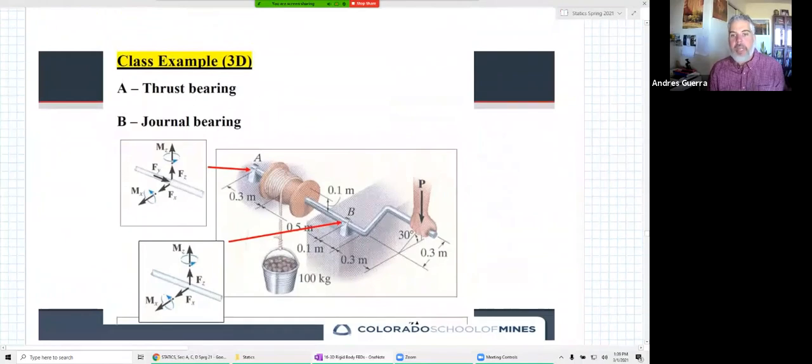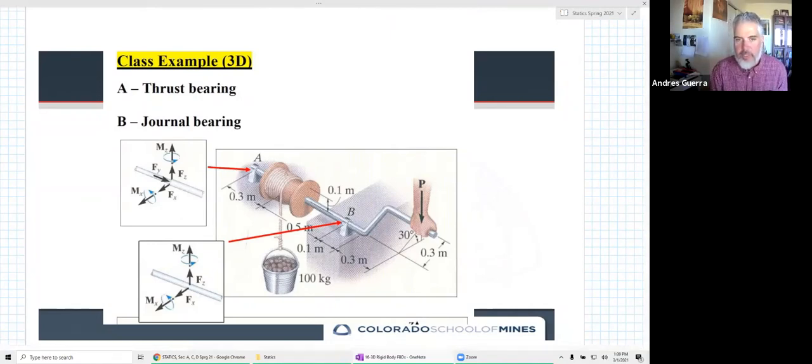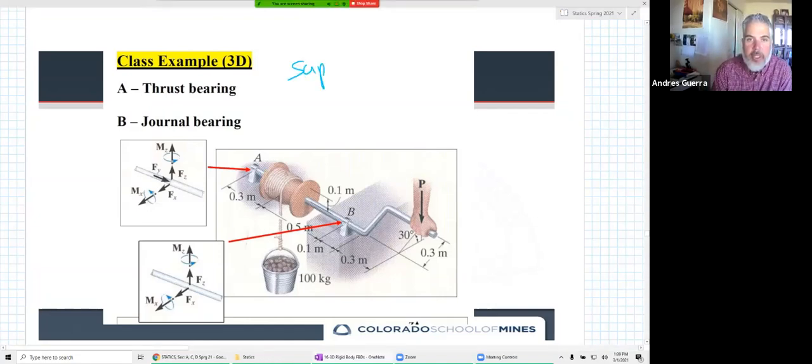Okay, now something happens though when we're in 3D because of stability. Something happens when we have a thrust bearing or a journal bearing, but there's more than one location where a rigid object is supported. This is a class example. This is up on Canvas under the supplementary problems. If we have a thrust bearing, so they tell us, okay, there's a thrust bearing here at point A, and there's a journal bearing over here at point B.